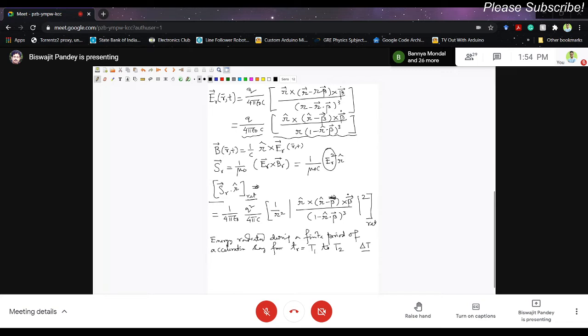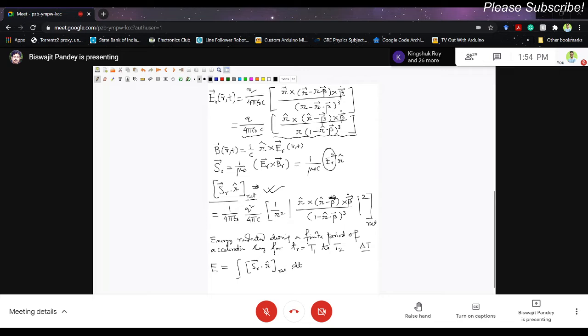Because you already know the energy radiated per unit area, per unit time. So we just have to do an integral, because we have a time interval T1 to T2, and this is per unit time. So we have to integrate. So the energy radiated in this time interval will be E equal to the integral of S dot r cap, this quantity which we have calculated here at a retarded time, over some time interval dt.